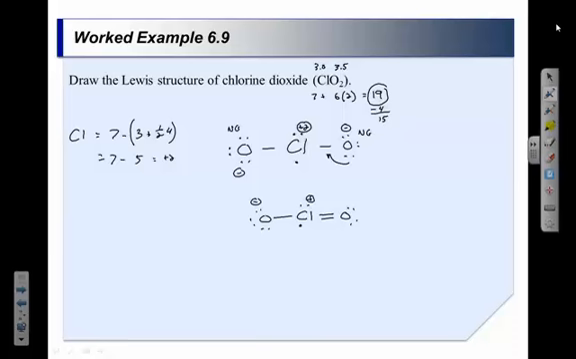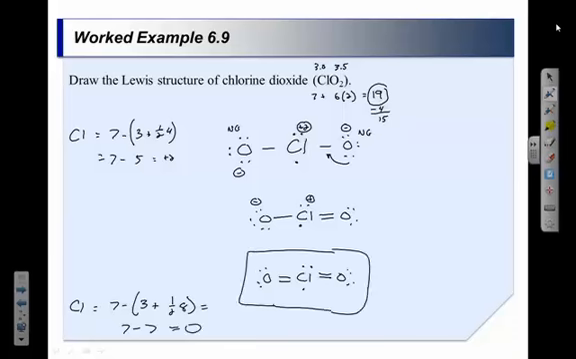Can I also think about sharing a pair from both sides? Yeah, now if I look at the chlorine, it's going to be 7 minus the number assigned, which is the 3 lone pairs plus half of the 8 shared. That's 7 minus 7. So this has 0 formal charge. So probably the bottom structure looks like the best structure to me.